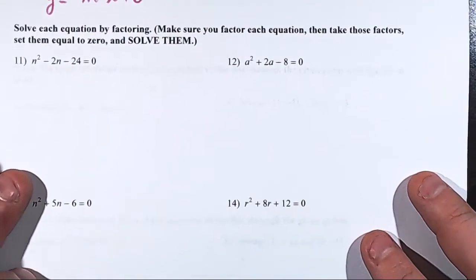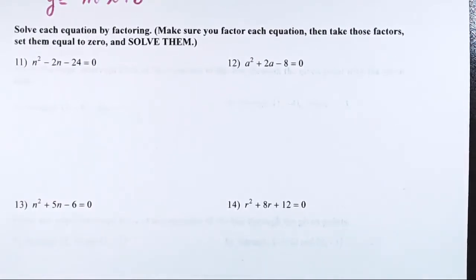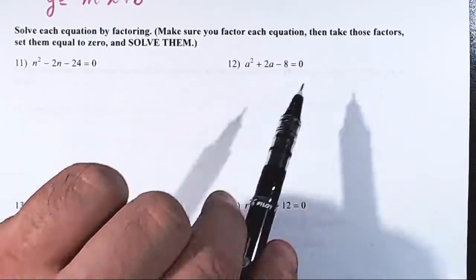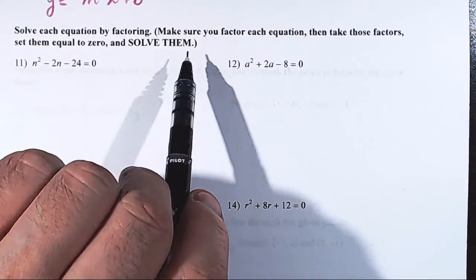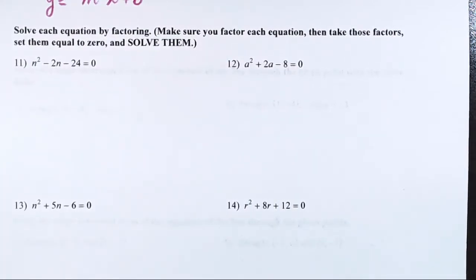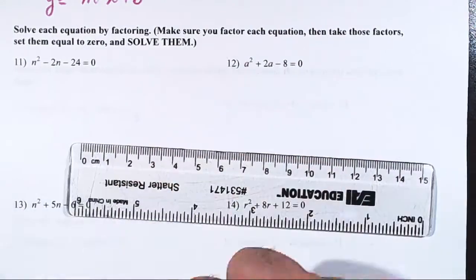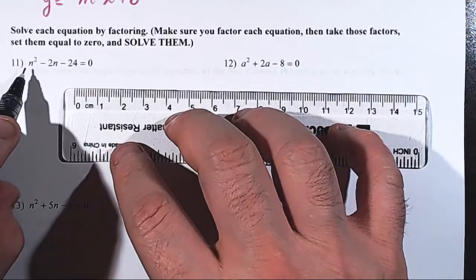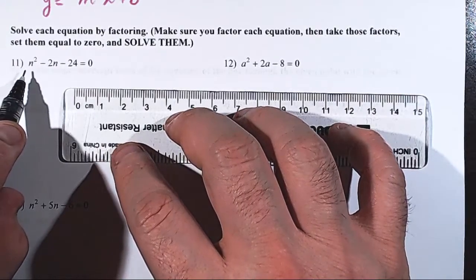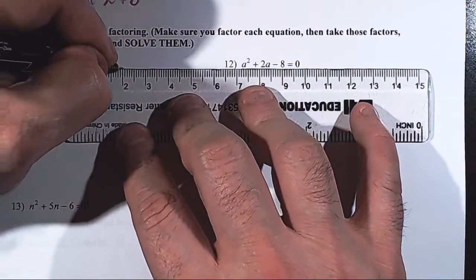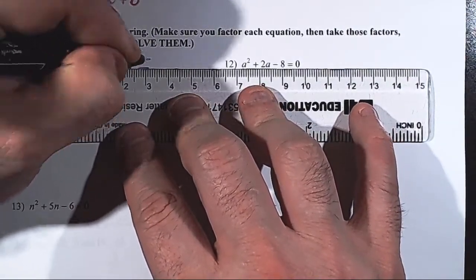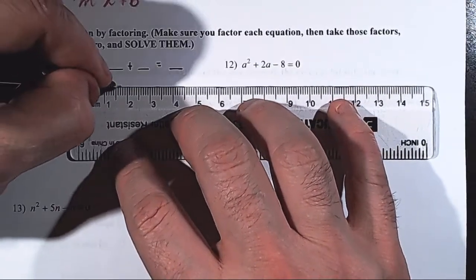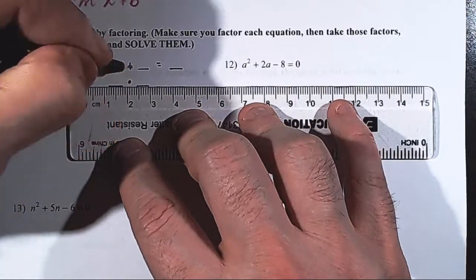Moving on to number 11, we're going to solve each equation by factoring. Make sure you factor each equation, then take those factors, set them equal to 0, and solve them. All right, we'll see what that means in a minute. Remember, with quadratic equations that are already set equal to 0 and have a leading coefficient of 1, like this one does, you need to find two numbers that add to be the middle term, and those same two numbers need to multiply to be the last term.